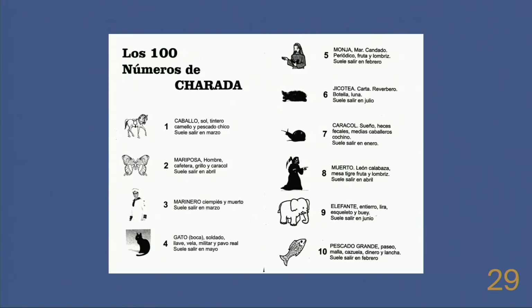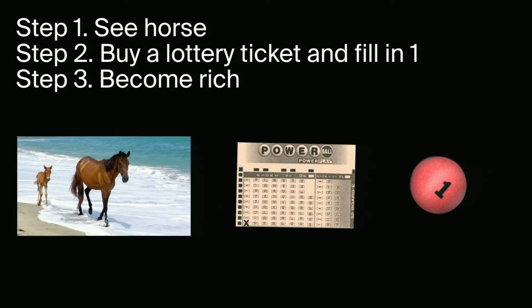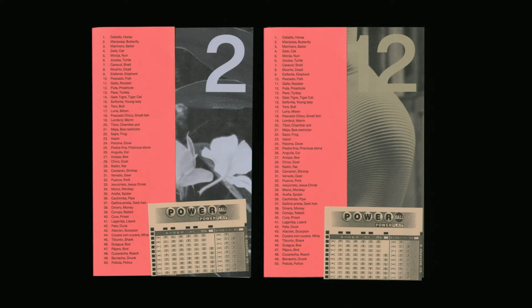1 and 100. For example, I turned 34 this year, and my dad was like, "You're a monkey." I'm like, "Cool. How do you just know that?" I'll break the system down a little bit. So, for example, if you see a horse today, you should play the lottery and play the number one, and so you might win.